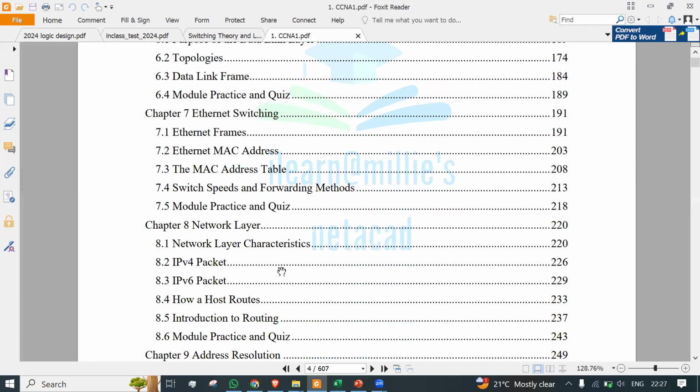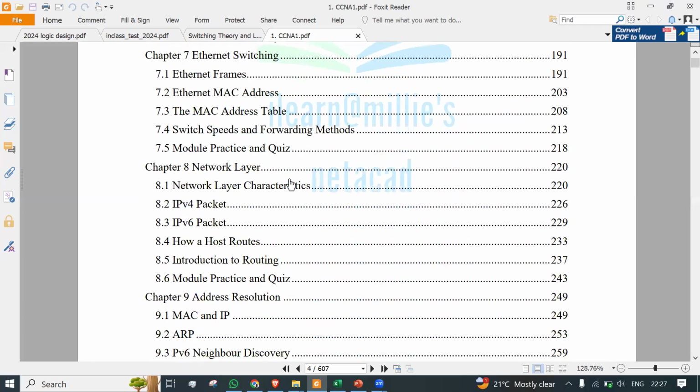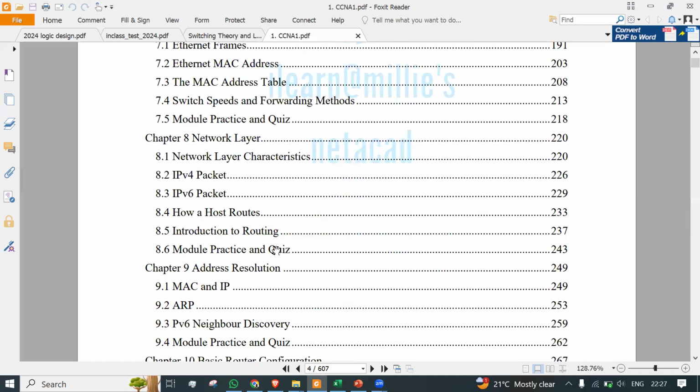Chapter 8, we get into the third layer, the network layer. This is where we are introduced to the IP, the Internet Protocol, version 4 and version 6. We briefly get introduced to routing. The course used to be called CCNA Routing and Switching. This one will focus specifically on routing, just an introduction.